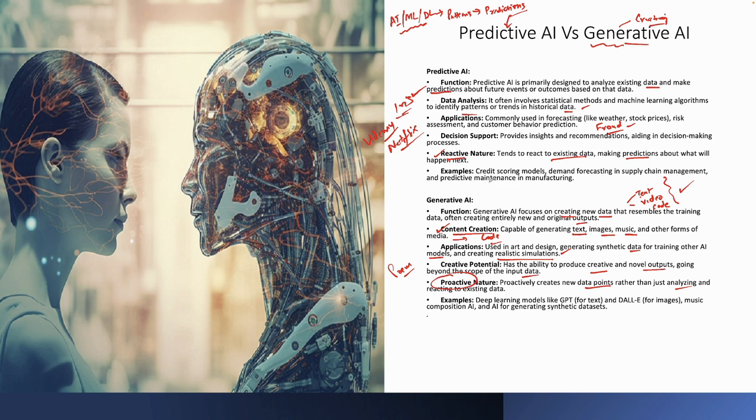Again, a bit repetitive, but examples for predictive AI include credit scoring models, demand forecasting in supply chain management, and predictive maintenance in manufacturing. For generative AI, examples are ChatGPT, GPT, which is a deep learning model for text, DALL-E for images, music composition, AI for generating synthetic data sets, and even code generation. I think with this lecture, you've got a very good understanding of the differences between predictive AI and generative AI.